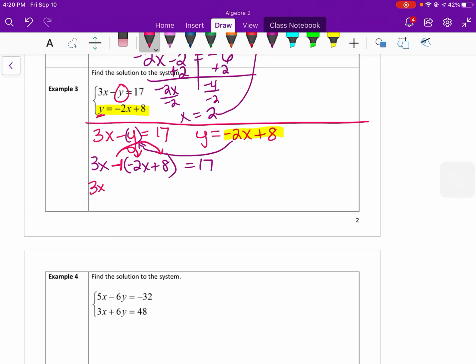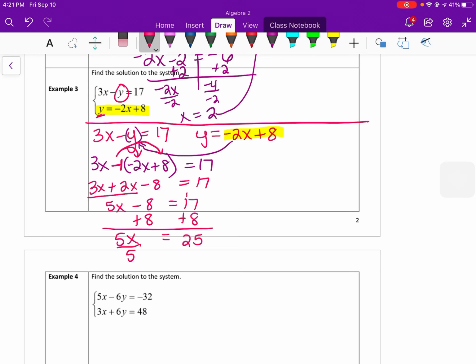So you get 3x, negative 1 times negative 2x is positive 2x, and then negative 1 times 8 is negative 8. Or you can think of it as you're subtracting negative 2x, which is adding, and then you're subtracting the 8. Then combine like terms, so 5x minus 8 equals 17. Then finish solving for x. So add 8 to both sides. 5x equals 25. Divide by 5. We get x equals 5.